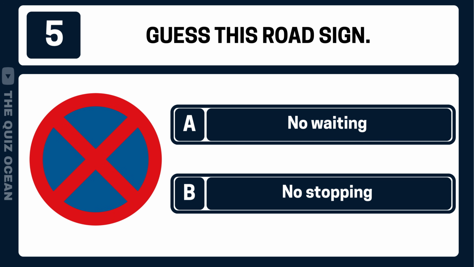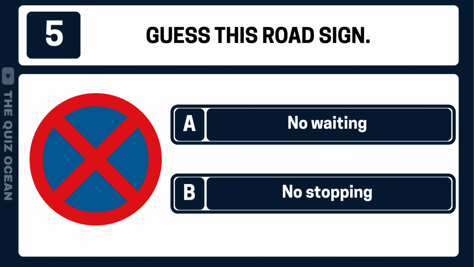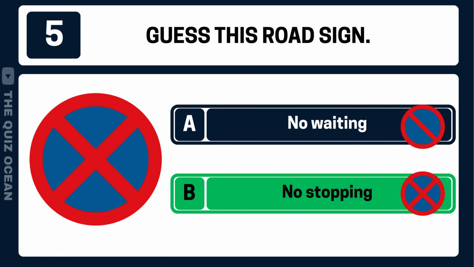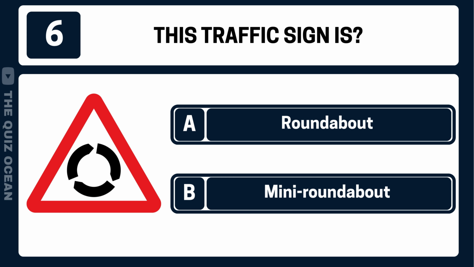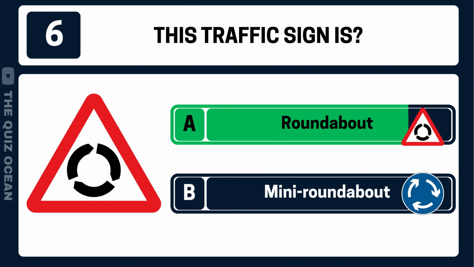Guess this road sign. A. No waiting. B. No stopping. Well spotted. This is the no stopping sign. This traffic sign is A. Roundabout. B. Mini roundabout. Good observation. This sign alerts drivers to an upcoming roundabout.